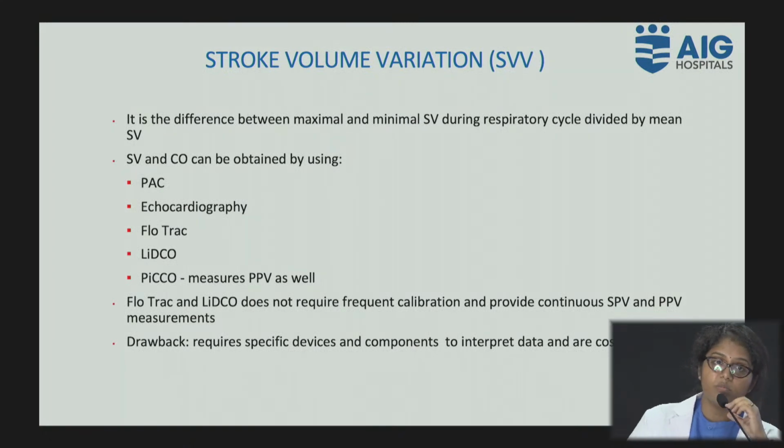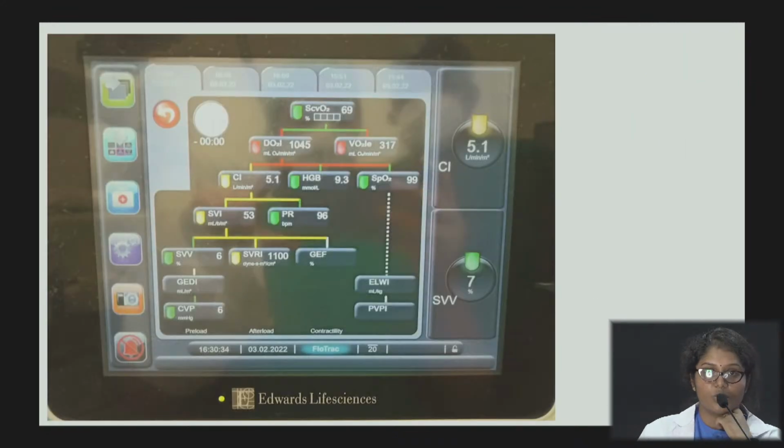The next dynamic parameter is stroke volume variation. It's the difference between maximum and minimum stroke volume. It is obtained from pulmonary artery catheter, echocardiography, FloTrac, LiDCO, and PiCCO. Of these, FloTrac and LiDCO do not require frequent calibrations and thus provide continuous SVV and PPV measurements. The drawback of using this is that for stroke volume variation calculation, specific devices are needed and continuous calibration is a must. So that is a bit clumsy and it is costly also.